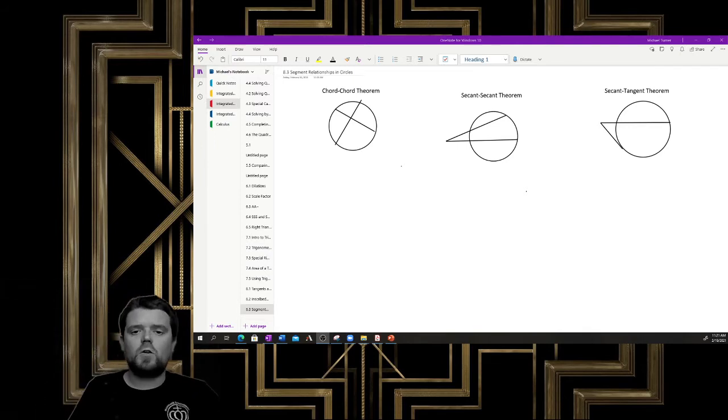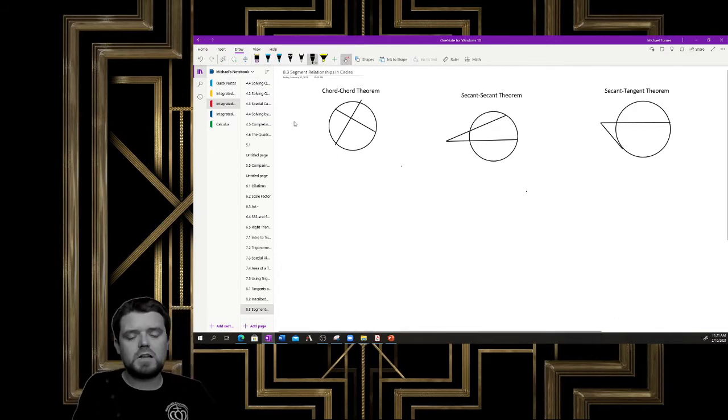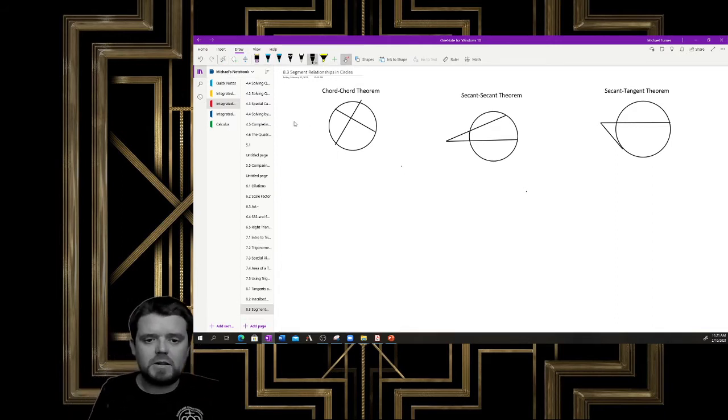Okay. So, our chord-chord theorem states that if we have 2 chords that are intersecting at a specific point, and if you're looking at the definitions and theorems in the book, they're going to use a lot of the same letters. So again, try not to get confused if they look very similar. But let's call this point M for what's in the middle. And I have A, B, and we'll call it C, D.